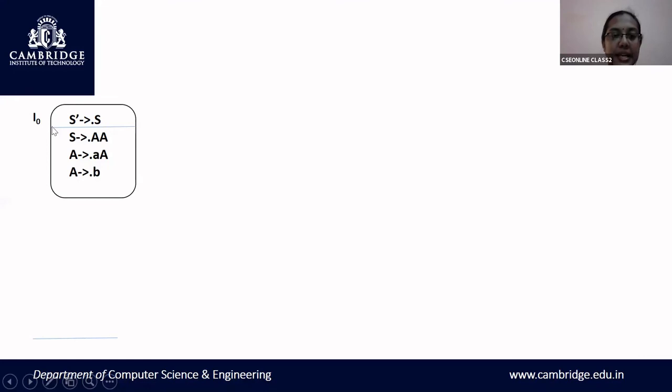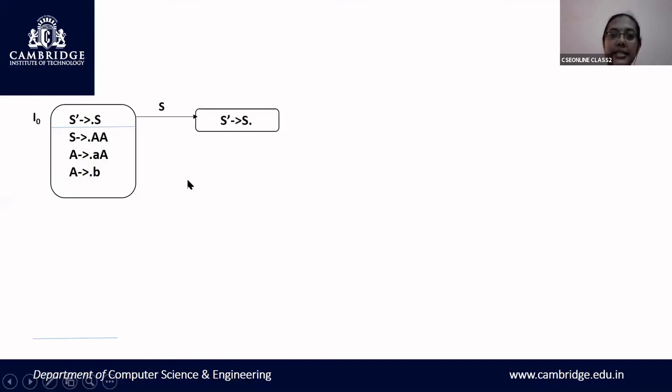I'm naming this state as I0. Now from I0, I will just take a go to, then take a closure, then take a go to and closure. Go to is moving from this state to another state on various input symbols. Okay, so the next state is on S. On S, I can only move in one production rule.